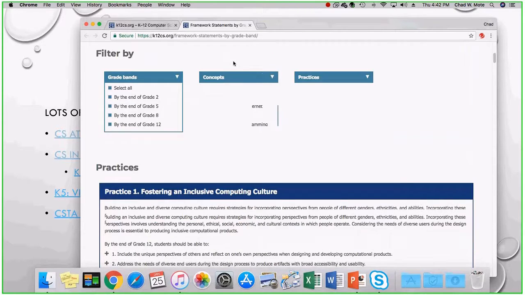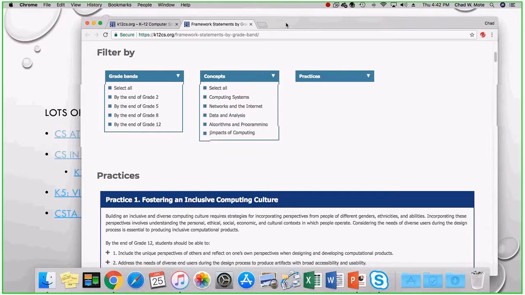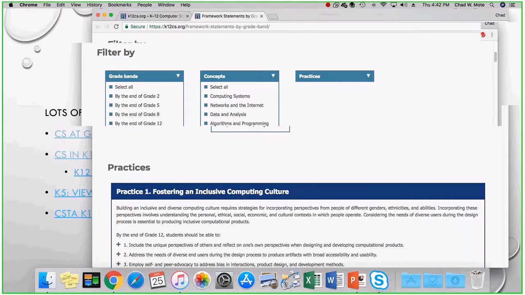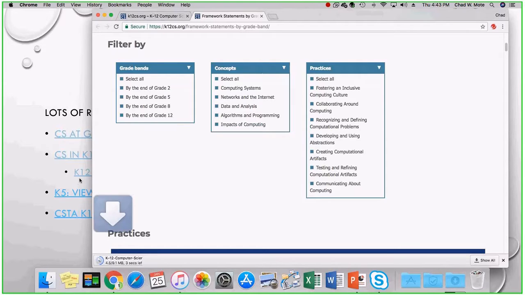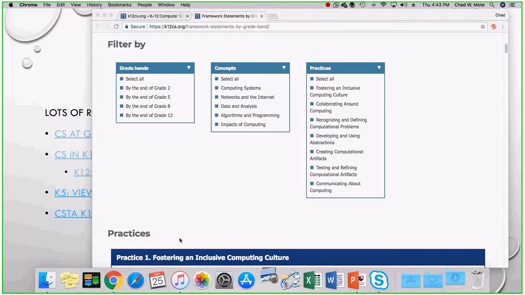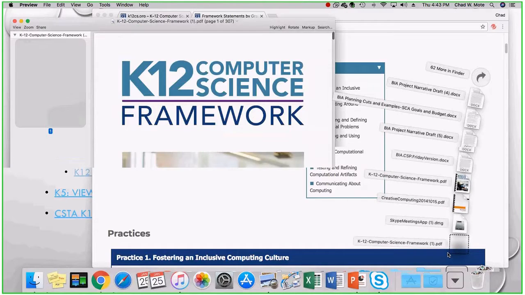Concepts, we can see some of the concepts here. I'll talk about the computer science standards in a second. And these were the practices. Okay. So this is actually, I'm downloading this. This may be the whole framework.